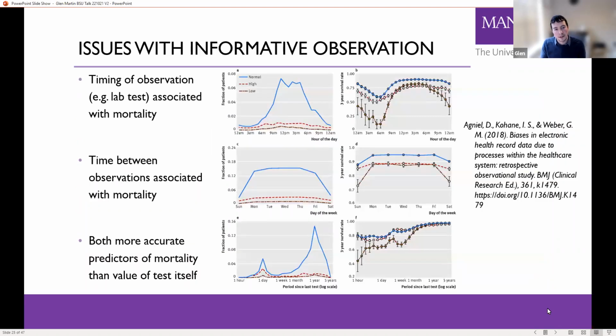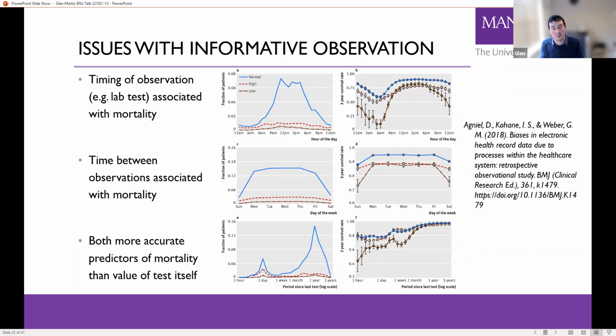Now, while methods are available to do this sort of thing in a prediction context, I think the idea of informative observation is particularly noteworthy in this field. So, as I said just a few moments ago, a lot of these prediction models are being developed using routinely collected or electronic health records, wherein the observation process is potentially informative of the outcome. So I think this paper nicely illustrates what I mean by that.